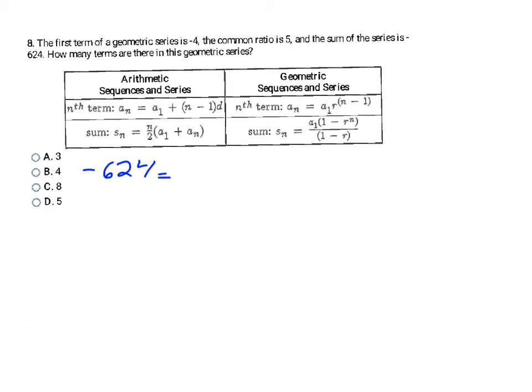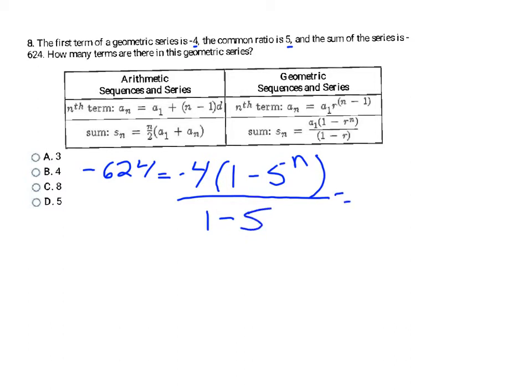And that's going to equal the first term, which they told me is negative 4. And it's going to be 1 minus, and my ratio is 5, to the nth power. That's what I'm looking for. And that's all over 1 minus, and then the ratio again is 5. So I'm going to simplify this as much as I can.